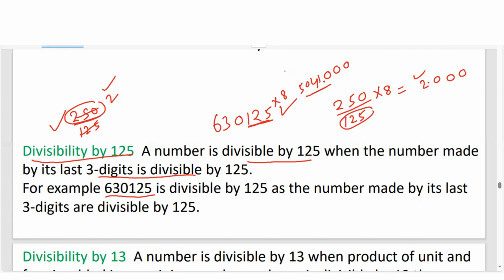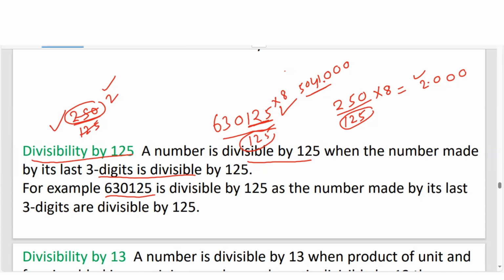So what is the technique? If any number is given, and you want to divide this number by 125, no need to divide, just multiply the numerator by 8. And the result you get, after 3 digits you put a decimal, and you will get your right answer.